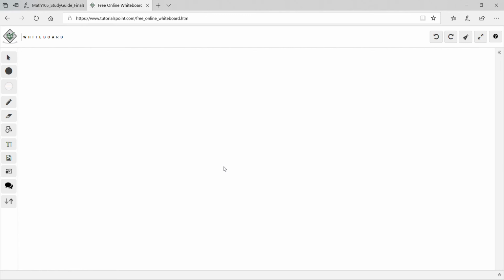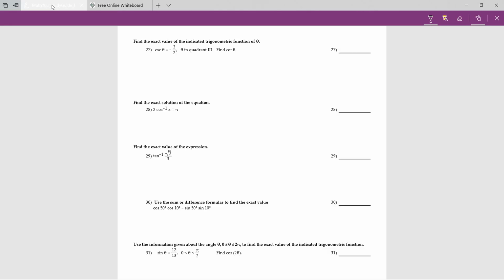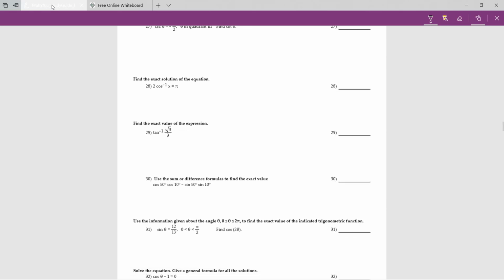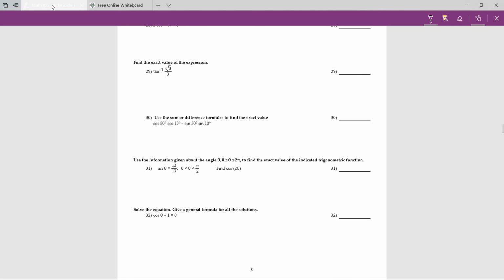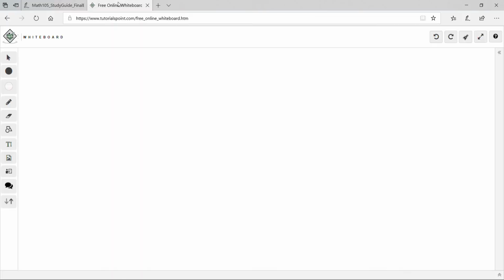That was 29. Let's do 30. 30 says, use the sum or difference formula to find the exact values. So we have cosine of 50 degrees.